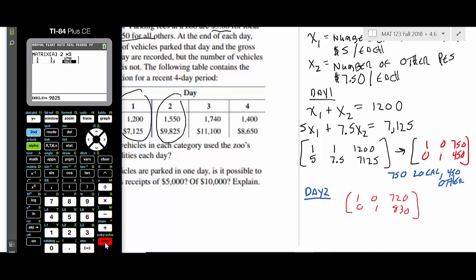Okay, then we've got, let's see, the amount of money was $11,100. Do I have that right? Yeah, 11,100. Just do the same thing: clear screen, row echelon, reduced row echelon form. And we'll see if we get an answer or not. We may or may not, it just depends.